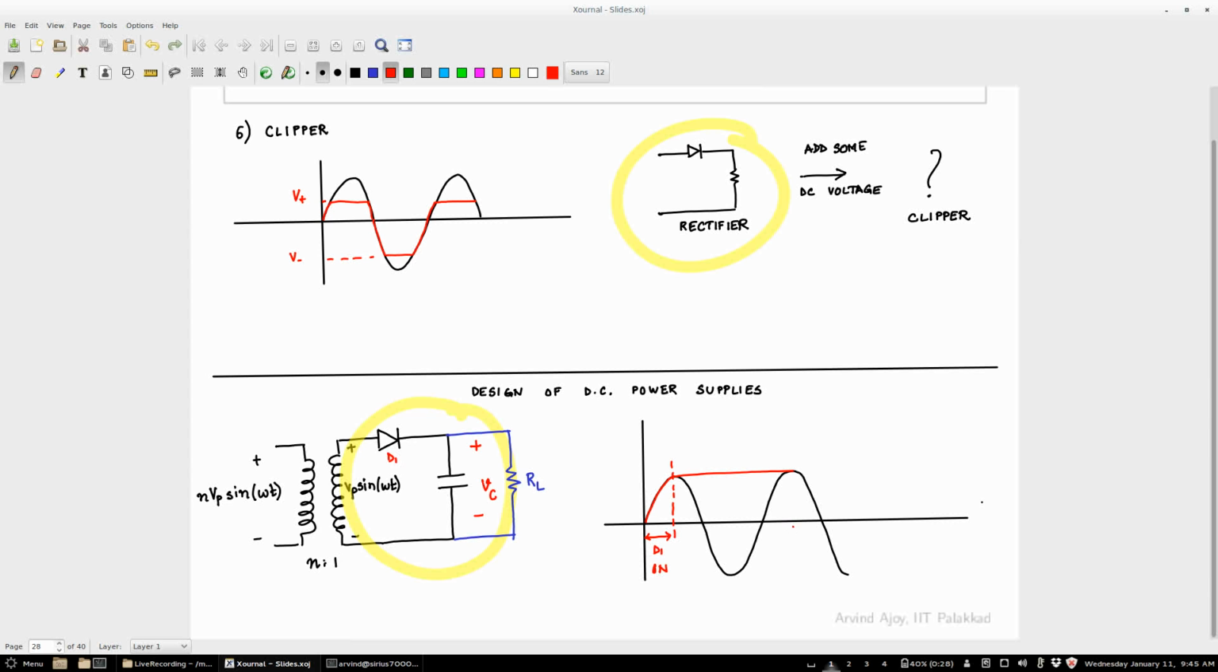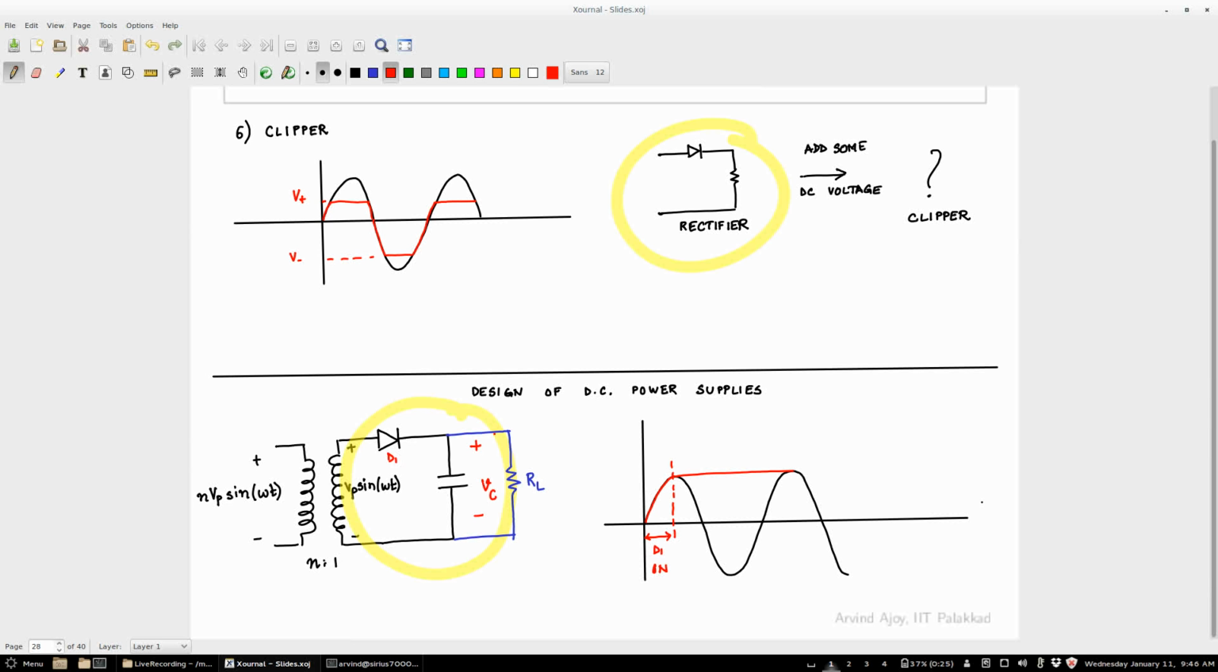So in this region, what is the state of the diode? Diode on or off? On, right? And then subsequently the diode is off, because once this gets charged to Vp, assuming the resistor is not there, the diode will no longer turn on.